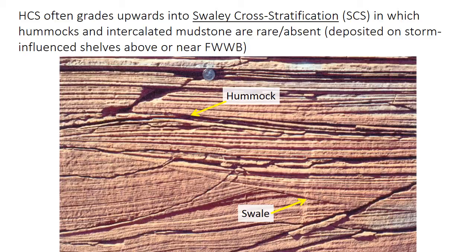The first one is if the shelf or the shore face are storm dominated. If that's the case, the HCS may transition upwards up section into a related sedimentary structure called Swaley Cross-Stratification, or SCS. So in SCS, the hummocks, the convex up domes, are rare or absent, and so it's dominated instead by these large, low-angle scooped swales, which give Swaley Cross-Stratification its name. So SCS is a pretty diagnostic feature of storm-influenced shore face zones.